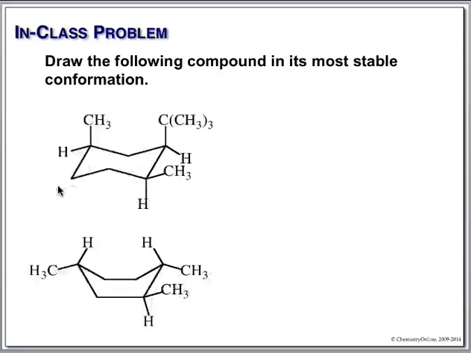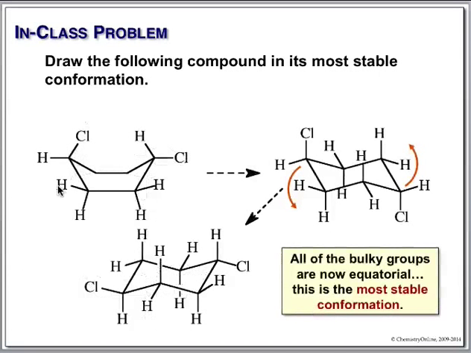How does that make it more stable if you just...? Well, it's more stable because, first of all, this is a boat. You know, boat's bad. B is for bad. Here we have made a chair, but it's a bad chair, because the chlorines are both axial. Axial means they're really interfering with everything here. So we do a ring inversion. Now we're equatorial, they're out of everybody's way.